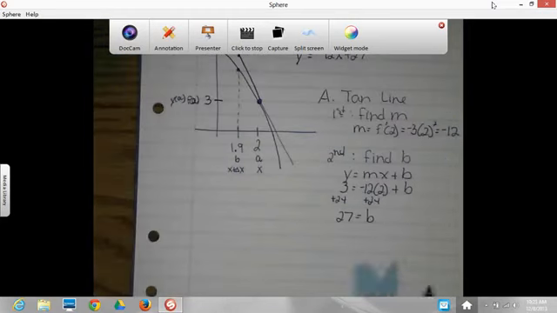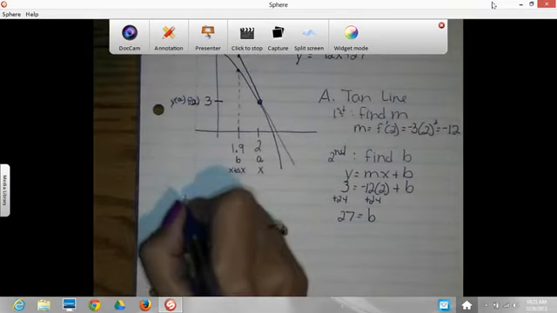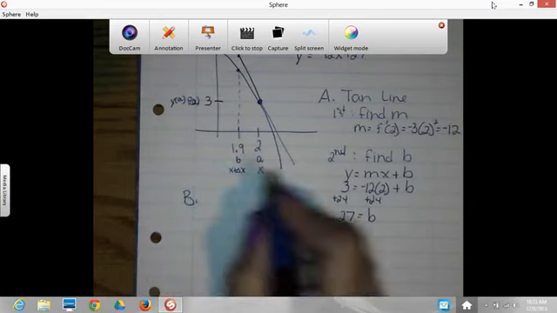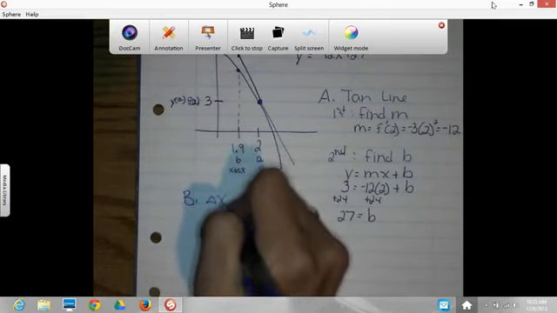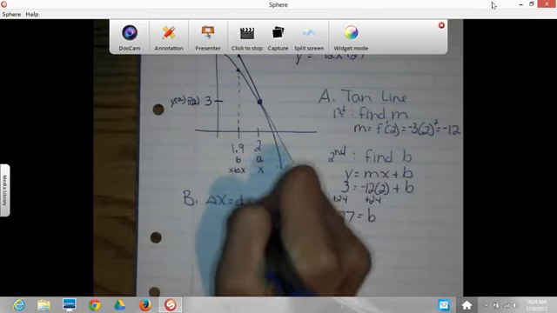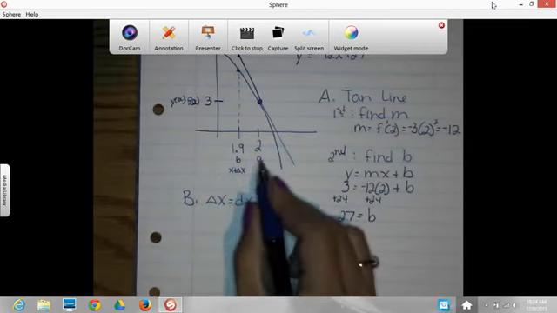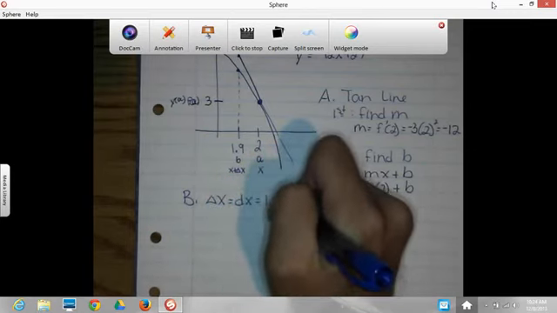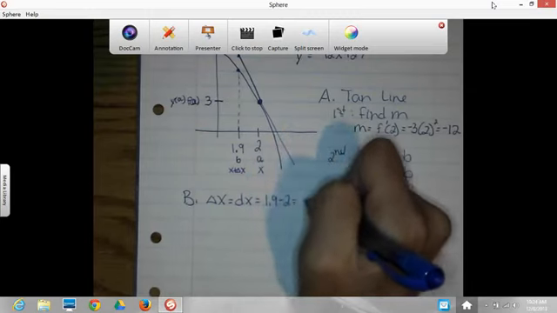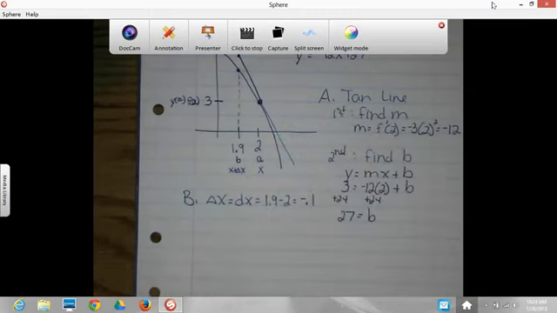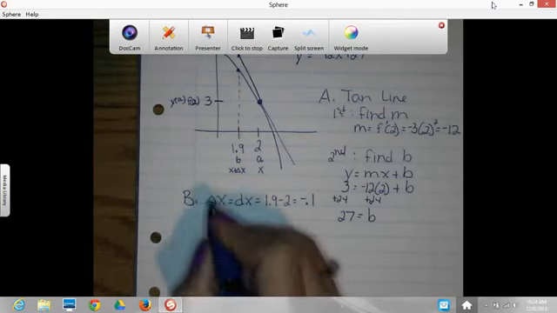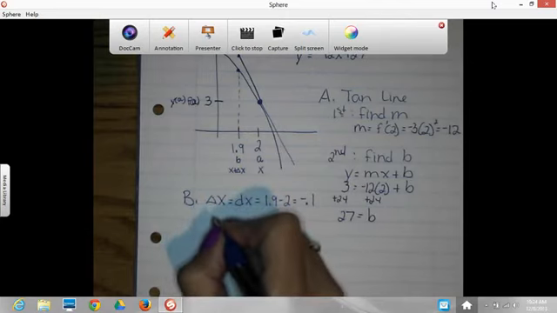So part B is identifying all of this stuff. Delta x is the same as dx. It's the b minus the a, so it's 1.9 minus 2, which is a negative 0.1. Okay, two of those are done. Let's go, it doesn't matter.